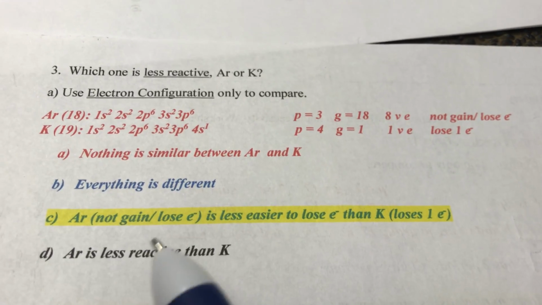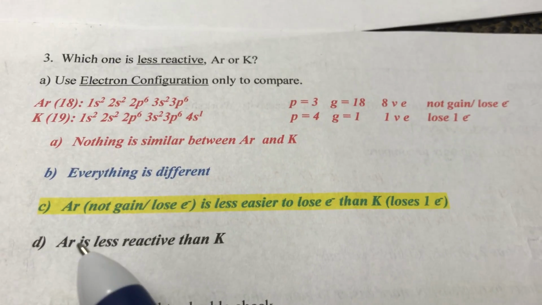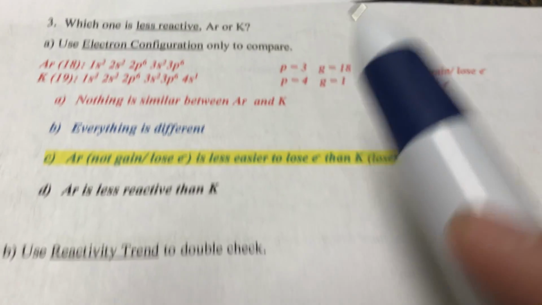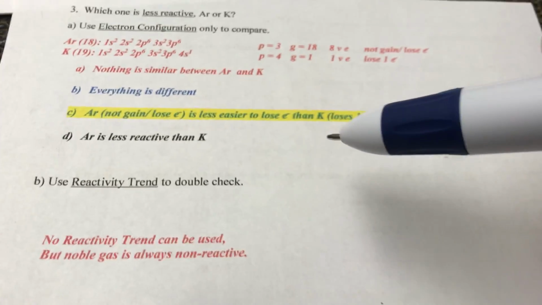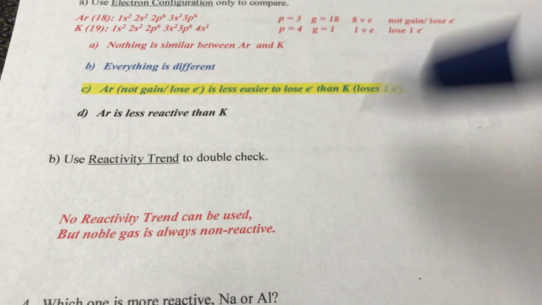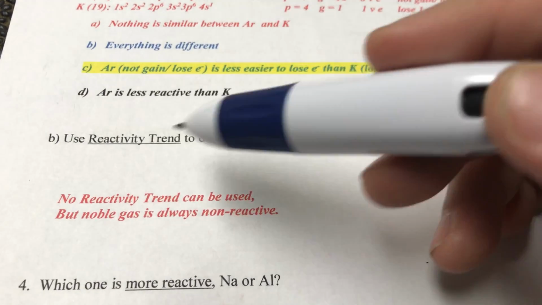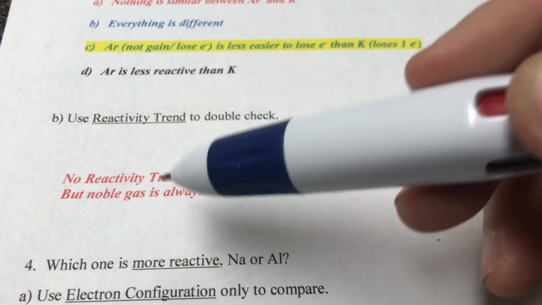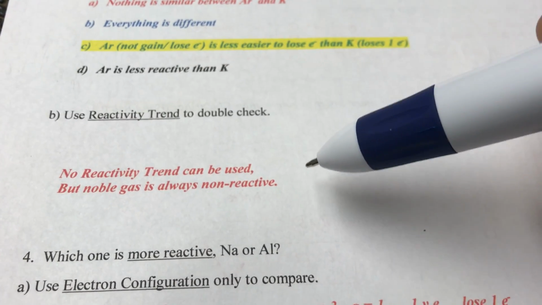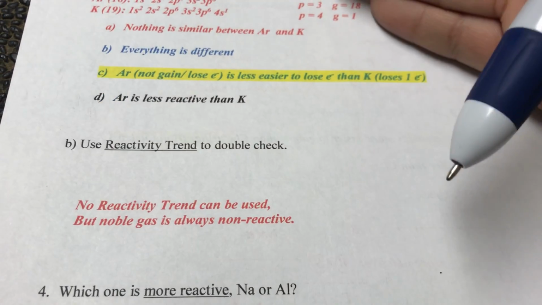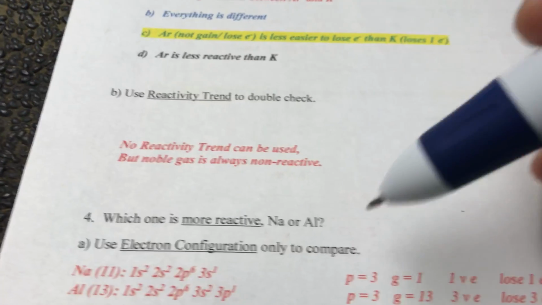So then step D, we can convert into reactive: Ar is less reactive than K based on step C. Now, because Ar is the noble gas, no matter reactivity, we do not include noble gas at all. So we would not have any trend. So we would just write no reactivity trend can be used, but noble gas is always non-reactive. Now here we can use noble gas because we already done with the electron configuration. We just use the trend to explain. Okay, noble gas is always non-reactive.